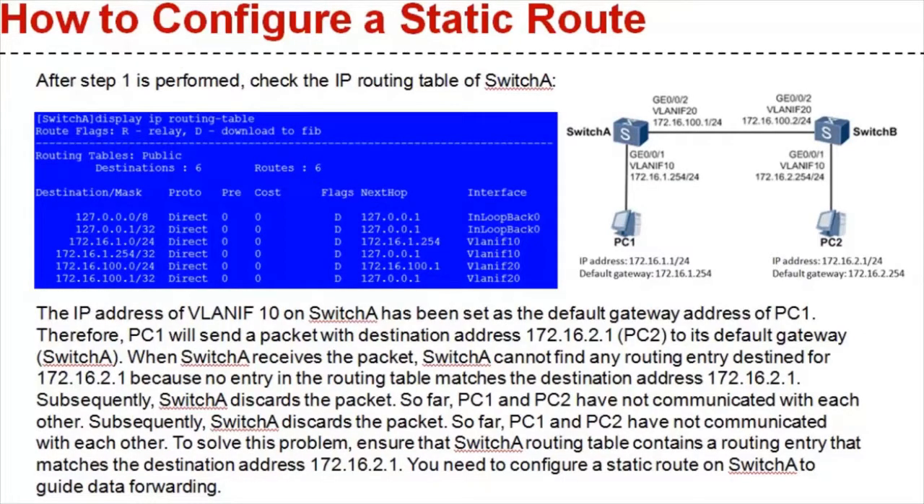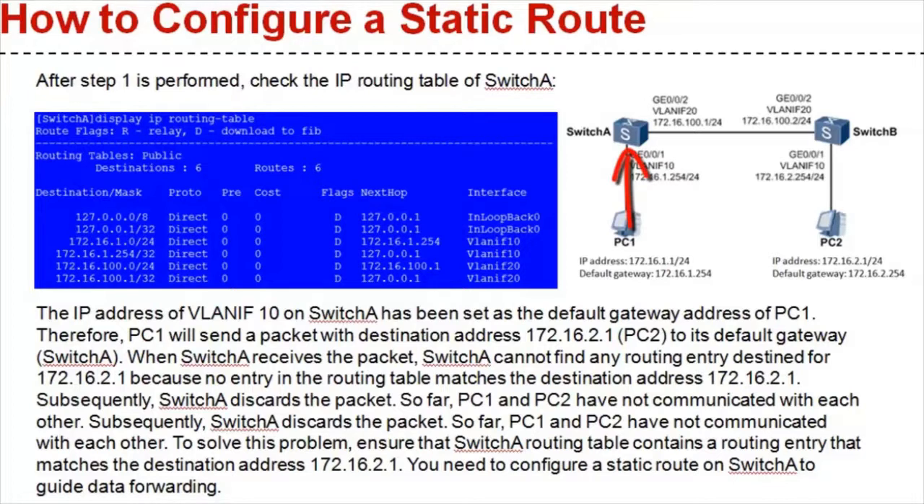After the first step has been performed, you can see that the switch A routing table contains only direct routes. If PC1 pings PC2, how will packets between the two PCs be forwarded? The answer is that PC1 will send a packet with destination address 172.16.2.1, PC2's address, to its default gateway, switch A.